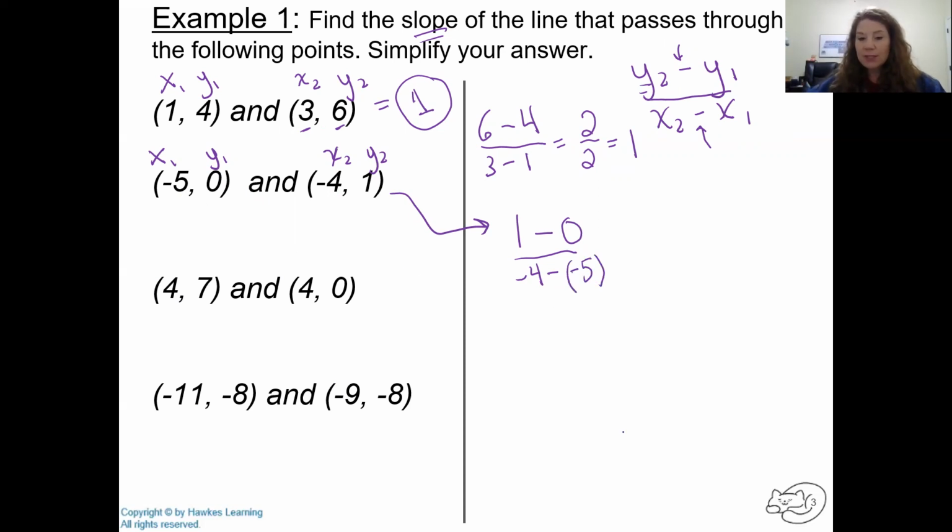So then remember last week we talked about minus and negative. You cannot leave it like that. You must do bam, bam. So I'm going to rewrite this. 1 minus 0 over negative 4 plus 5.